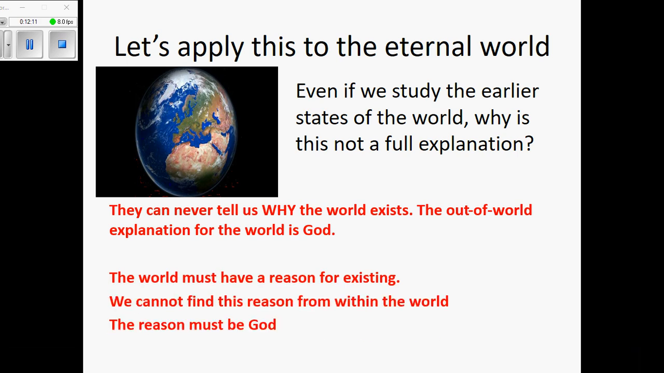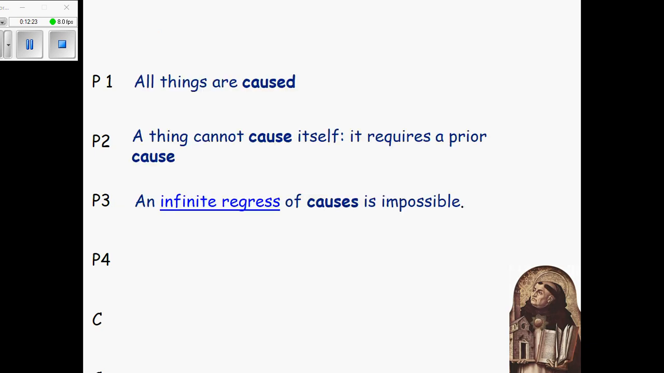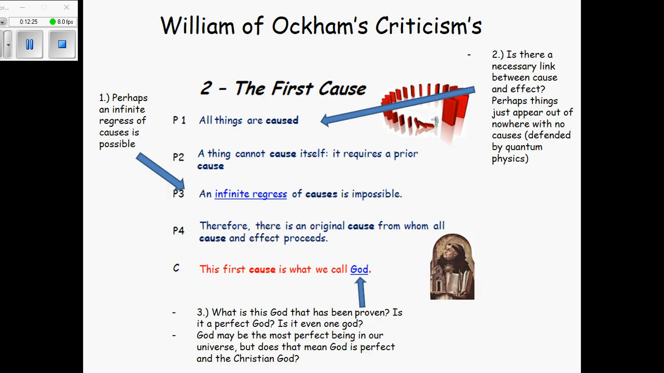So, Leibniz says the world must have a reason for existing. We cannot find this reason from within the world, and therefore the reason must be God. So, this is the cosmological argument. And it's criticized in many different ways. So, this is William of Ockham's criticism, famous for Ockham's razor. He criticizes different premises and indeed the conclusion of the argument.